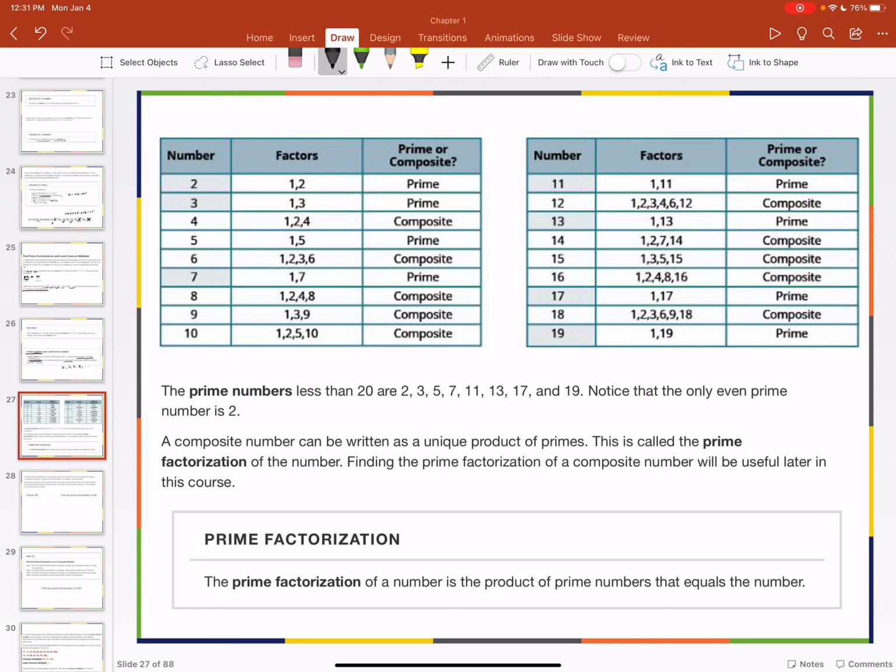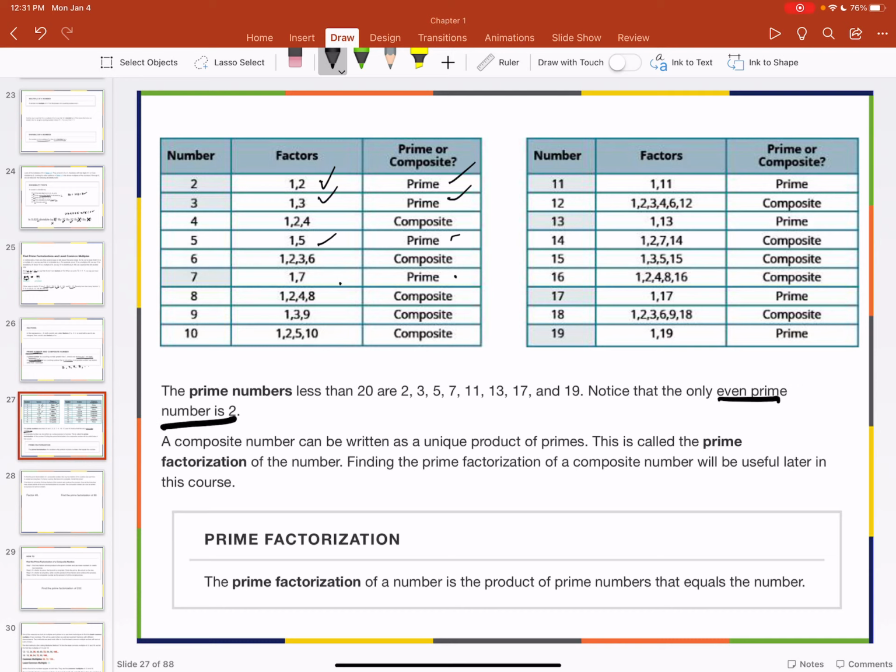Okay, so here are some common numbers. Look at the numbers 2 through 19. And there is the list of possible factors, right? Possible divisors. Look at the ones that only have 1 and itself, those are prime. Everything else is composite. The only even prime number is 2. That is correct, right? Why is that?